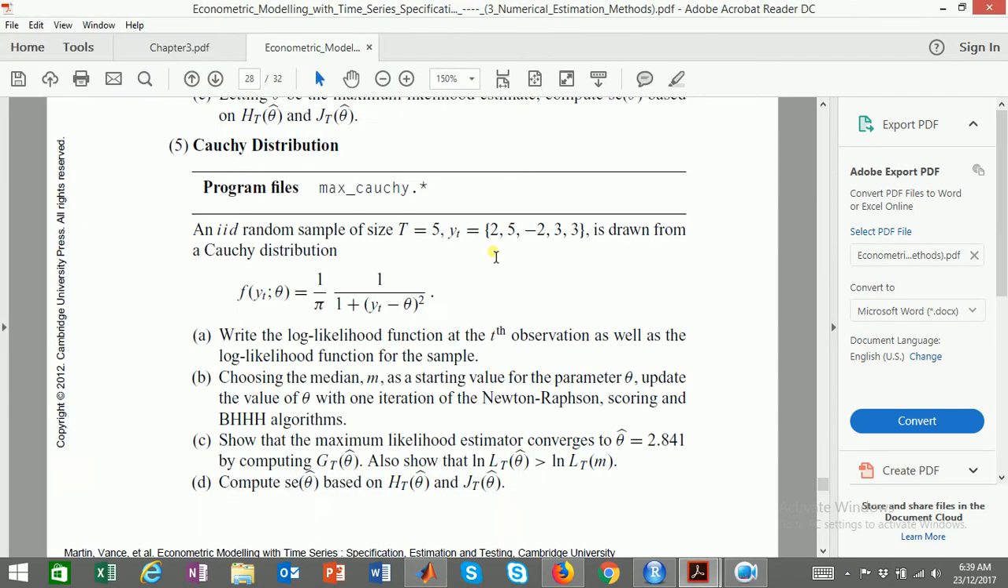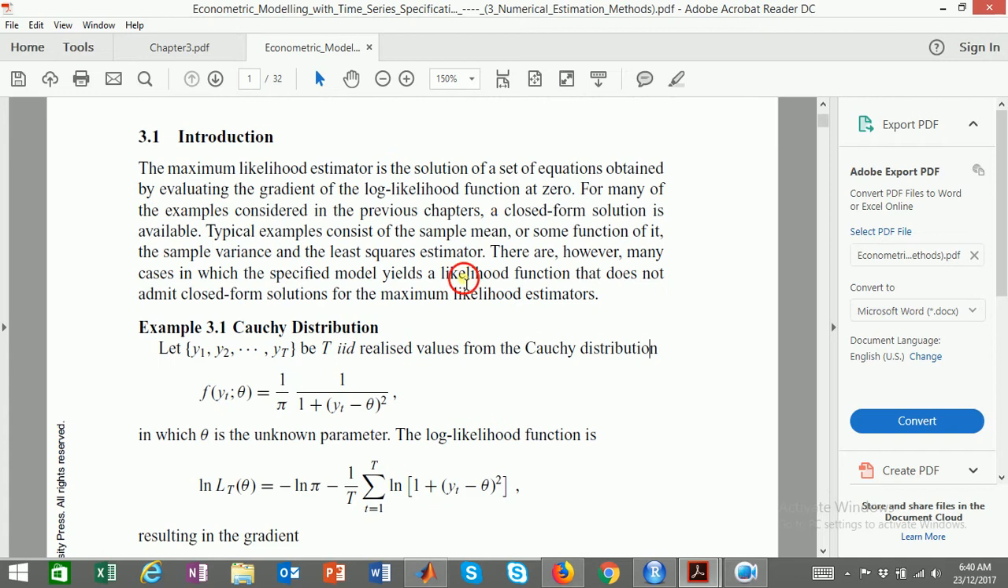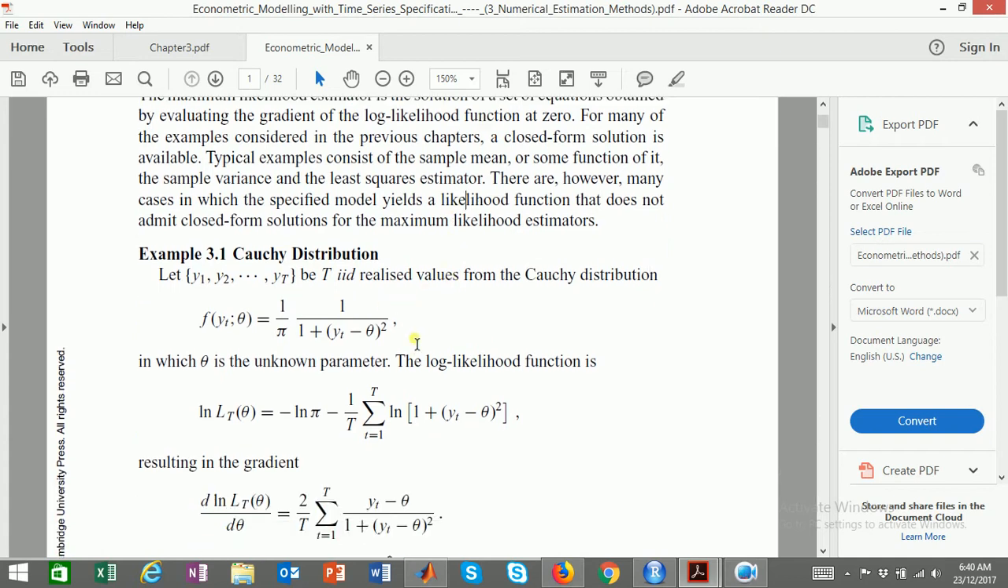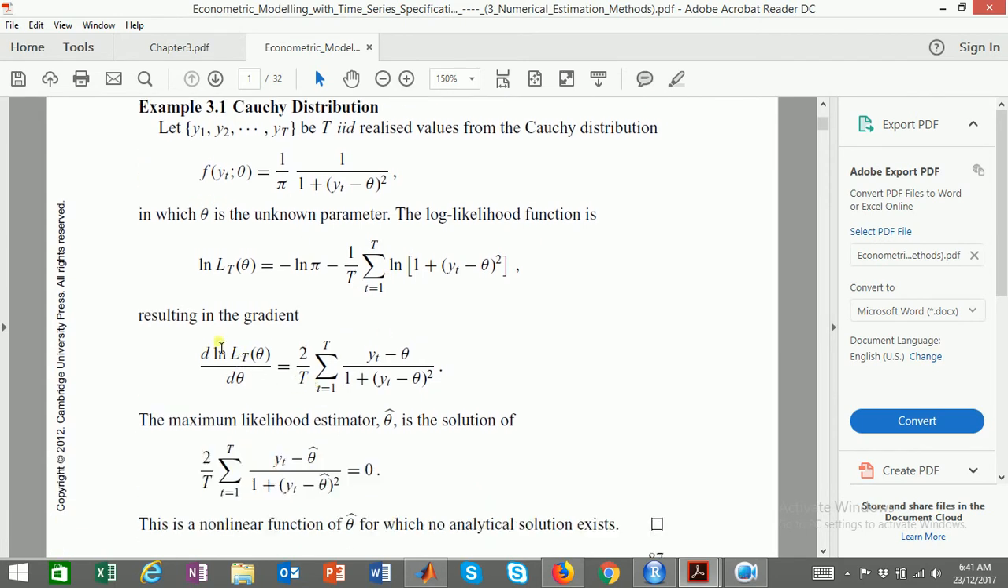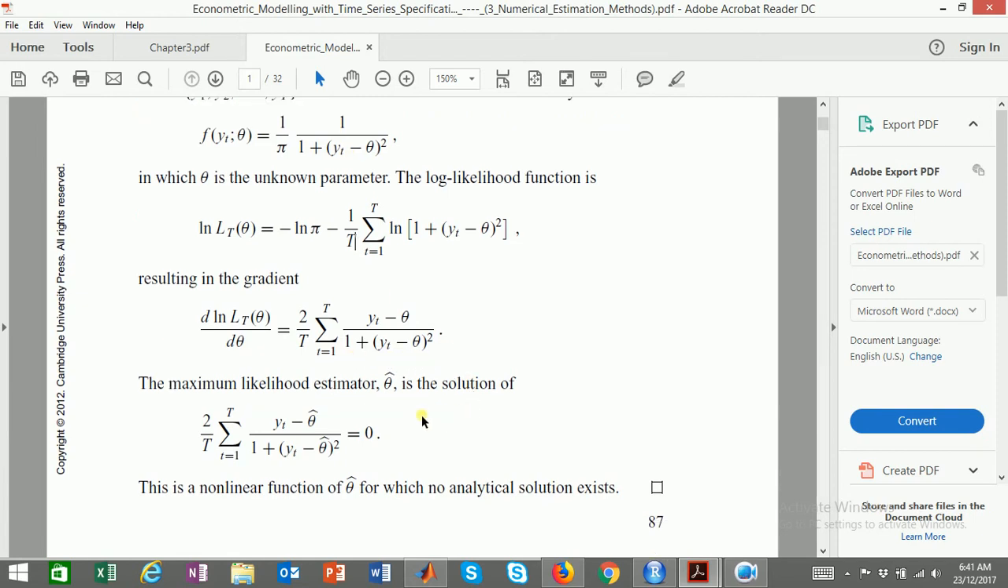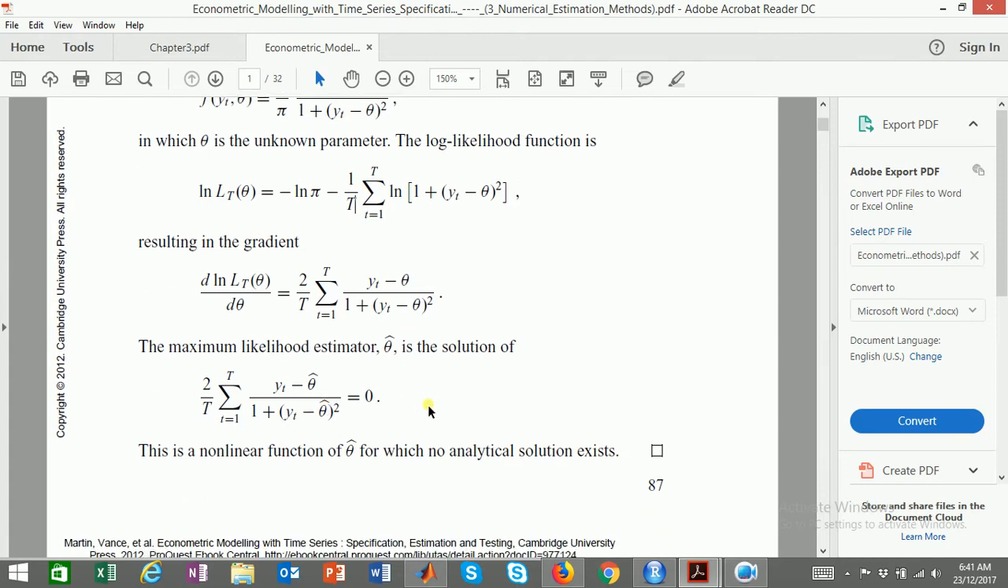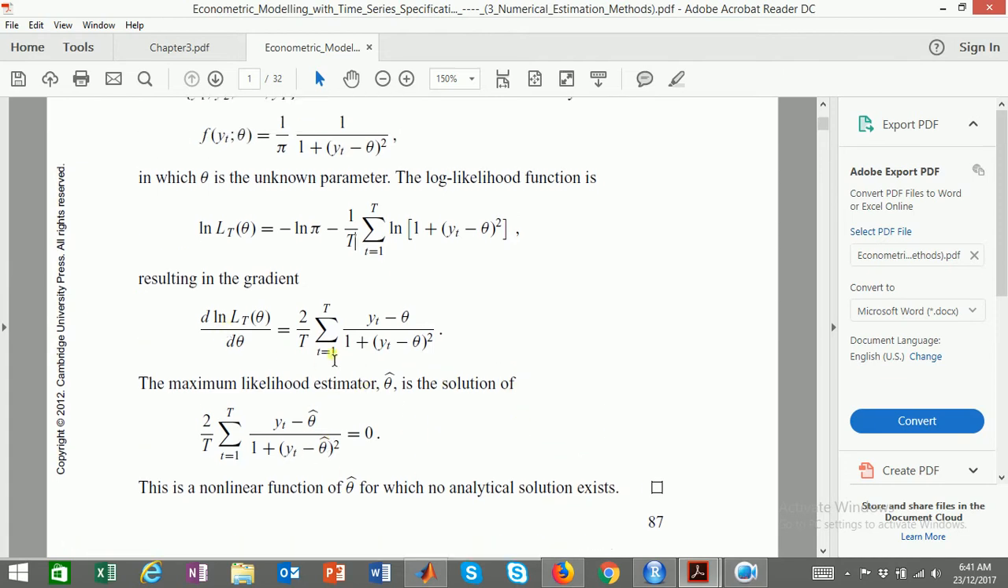Okay, the Cauchy, max Cauchy. To begin with, this is the Cauchy distribution, as we already know, and the log likelihood function is minus log pi minus the sum over t of log of 1 plus (yt minus theta) squared. The gradient is 2 sum over t of (yt minus theta) divided by 1 plus (yt minus theta) squared, and the maximum likelihood estimate theta hat is just this. So this is the Cauchy.